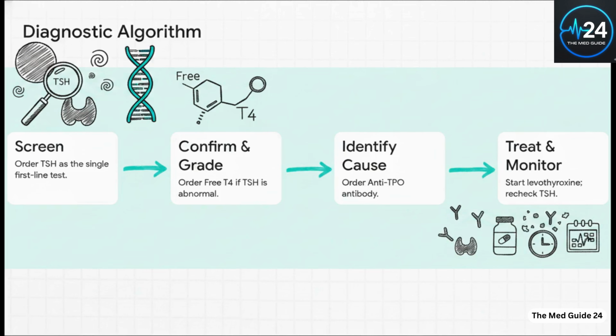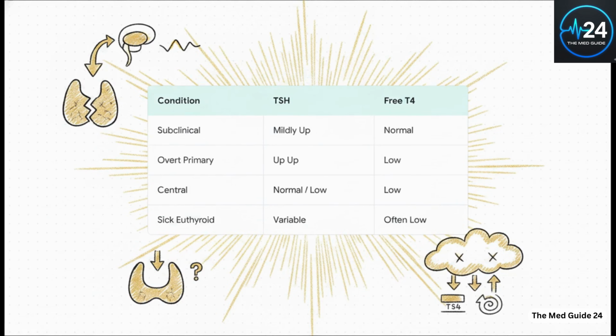You start a weight-based levothyroxine dose and then recheck the TSH in about 6 to 8 weeks. By following this exact path, we confidently confirmed Sunita's overt primary hypothyroidism and got her managed correctly. To interpret these labs like a pro, you have to master this specific matrix. It is absolute gold for your board exams.